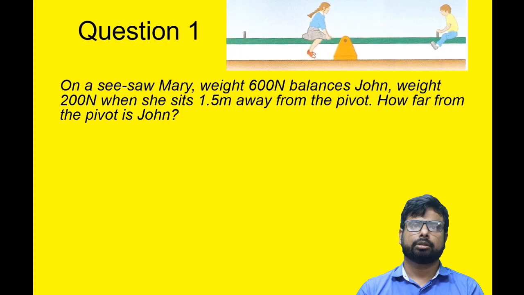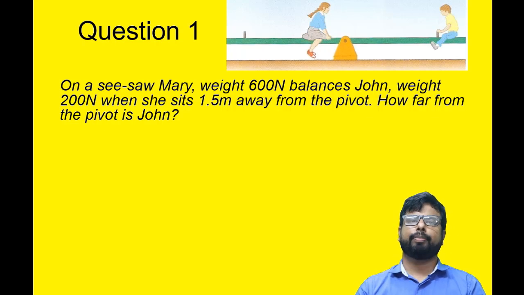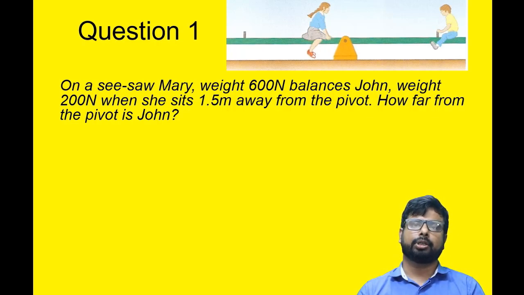Question number 1. On a seesaw, Mary, weight 600 Newton, balances John, weight 200 Newton, when she sits 1.5 meter away from the pivot. How far from the pivot is John? Applying the principle of moments, because the seesaw is in balance, the total clockwise moment is equal to the total anti-clockwise moment. So Mary produces the anti-clockwise moment. So Mary's weight times her perpendicular distance from the pivot is equal to John's weight times the perpendicular distance from the pivot to John's position.